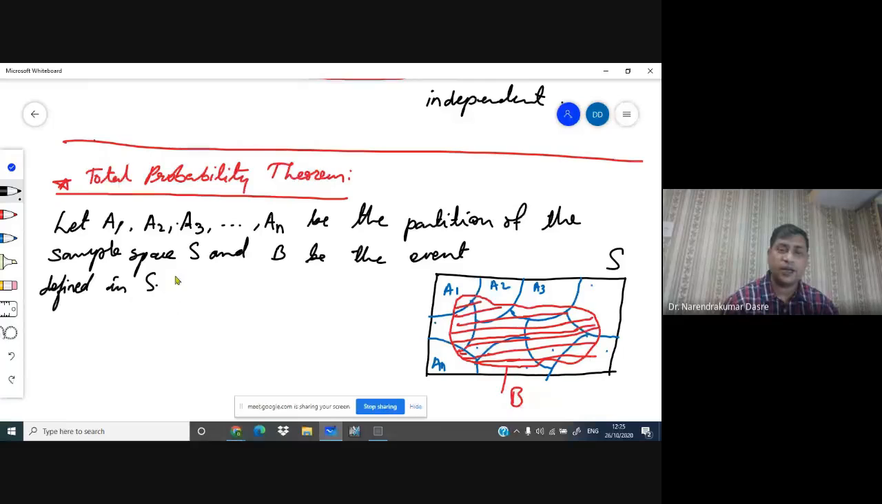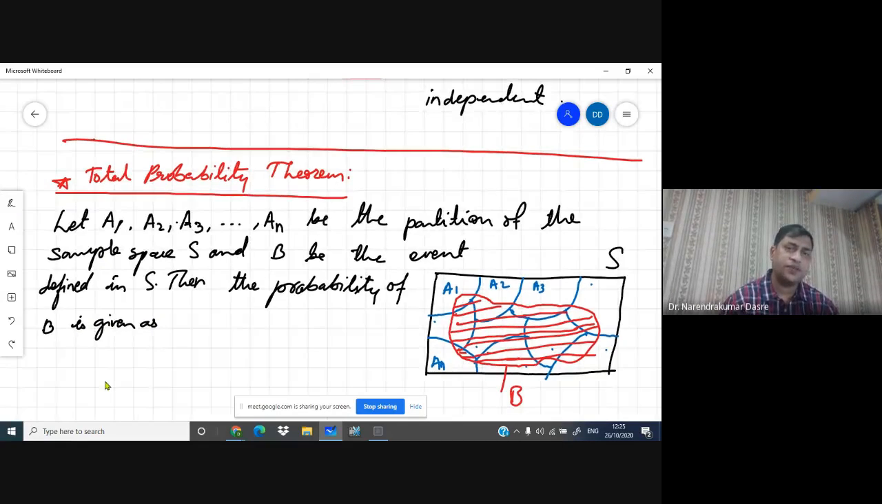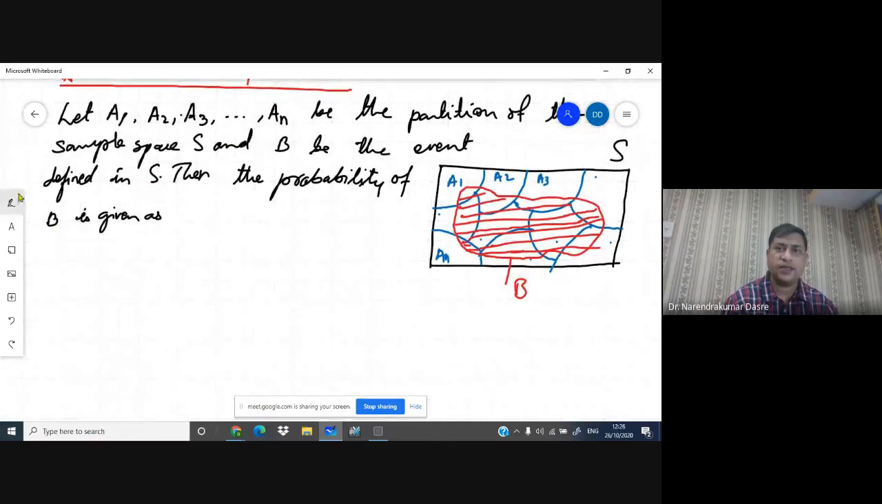Okay, and then I can say the probability of B is given as, okay. So see the figure carefully, then you will understand in a better way. I want to find the probability of B.